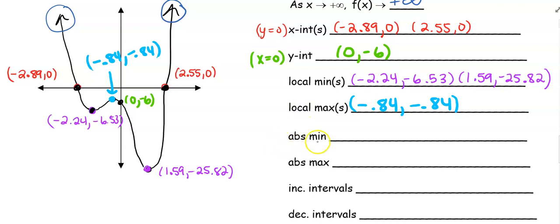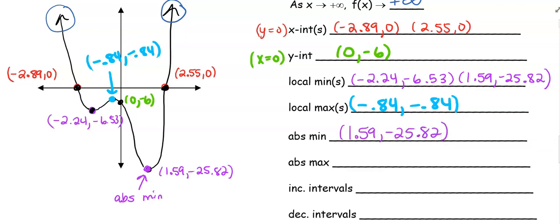Now it's asking us, do we have an absolute min? That means there's no point lower than that point, and we do. This is going to be the absolute minimum value because my graph stops here. There's nothing below it. So I do have an absolute min, and that is that point given there.